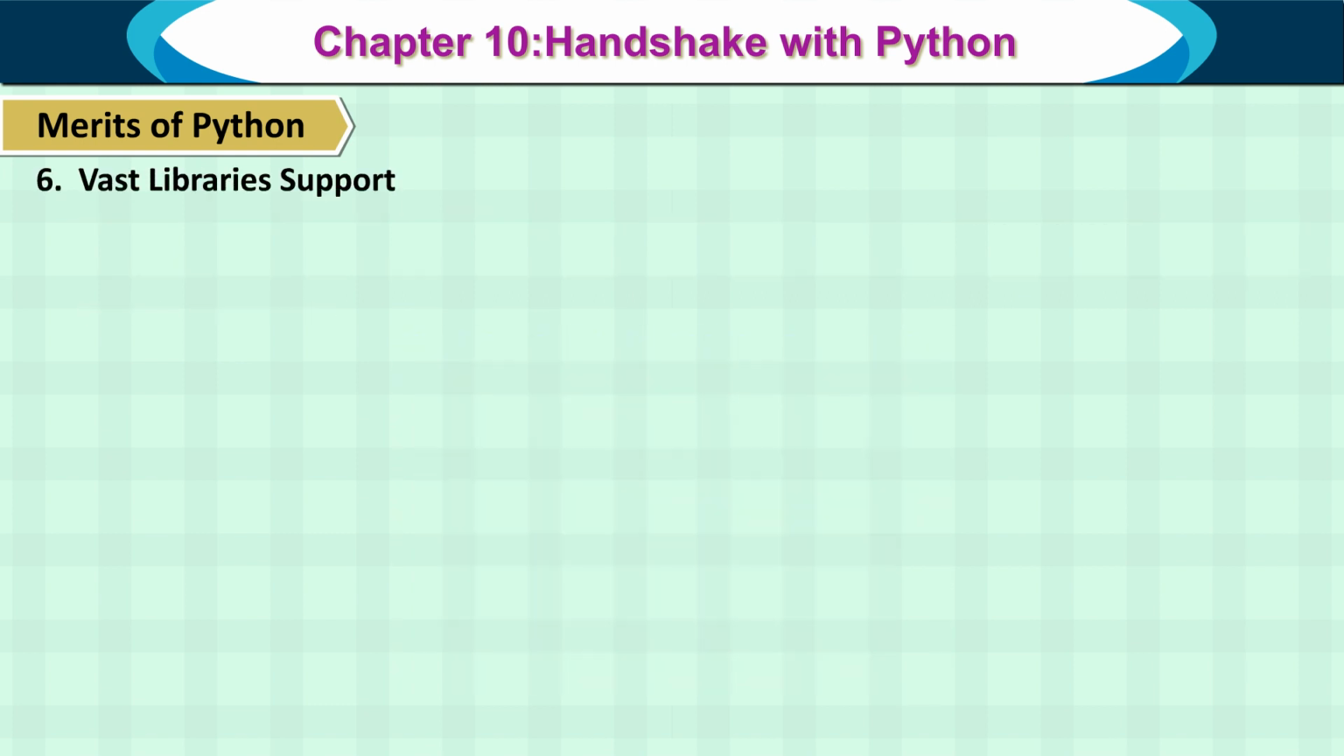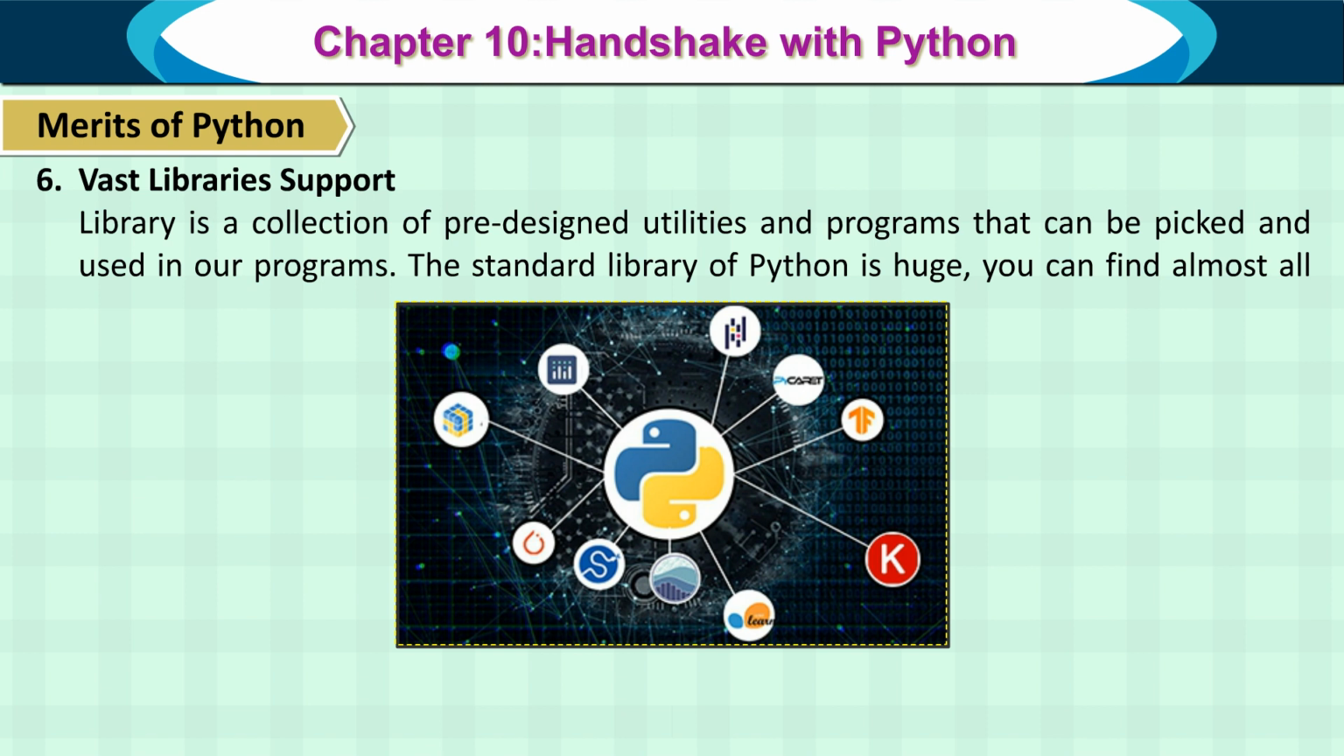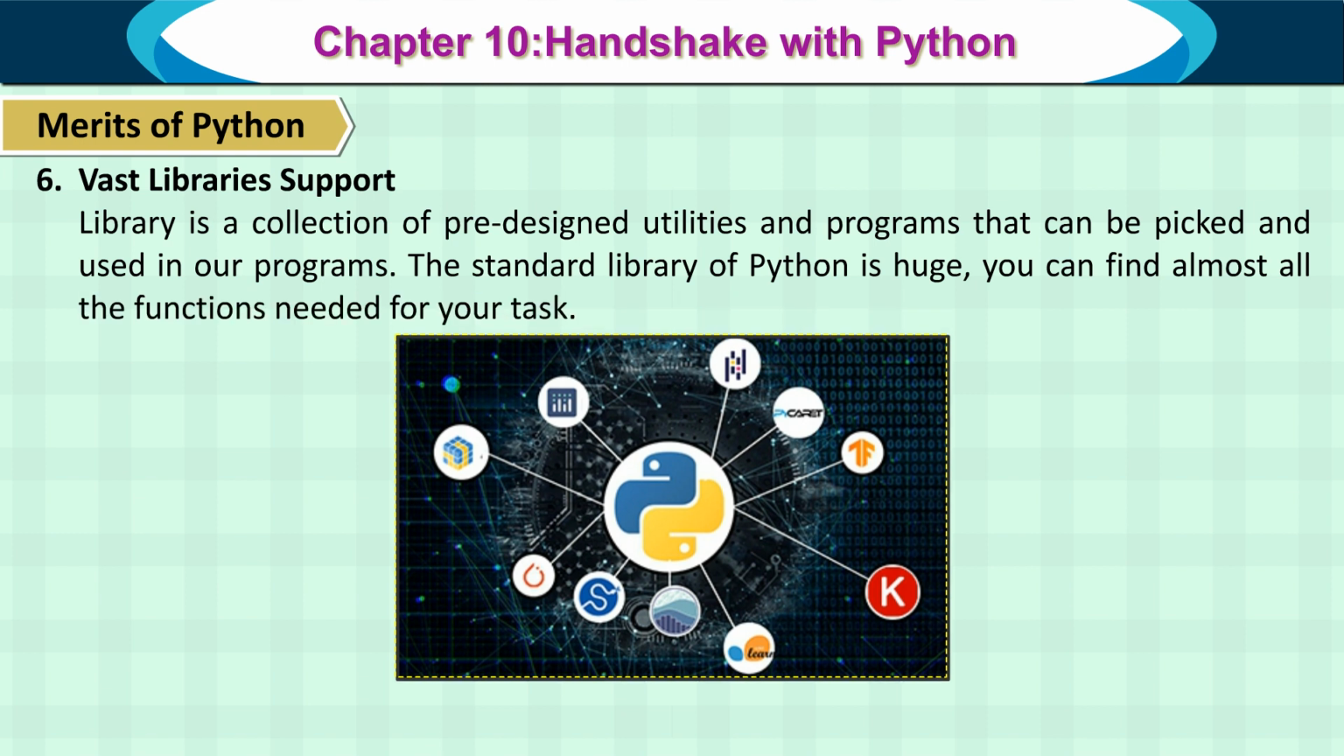6. Vast libraries support. A library is a collection of pre-designed utilities and programs that can be picked and used in our programs. The standard library of Python is huge. You can find almost all the functions needed for your task.